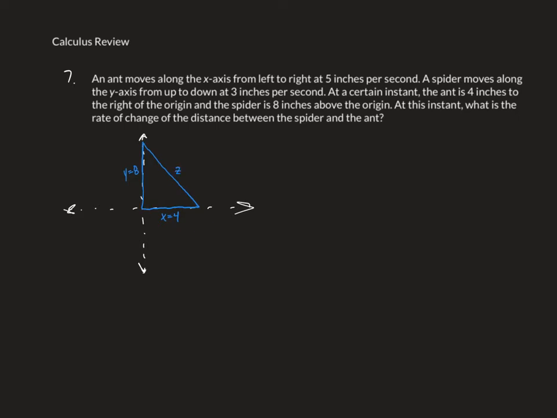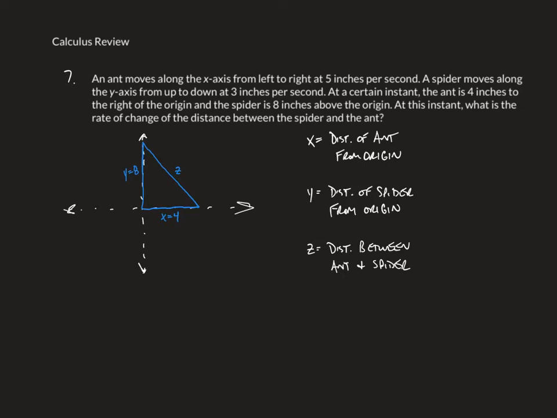All right, so I could find the exact value of z at this time when the ant is 4 inches to the right and the spider is 8 inches above. There is other information that we have here though, so let's just catalog some of the details that we've been given. Okay, so first of all, x is going to equal the distance that the ant is from the origin, and y is the same but for the spider. So then if that's the case, then z is the distance between the ant and the spider.